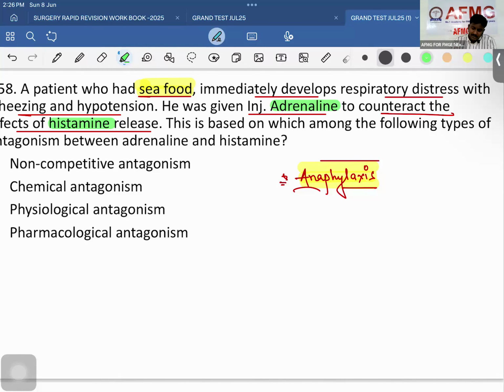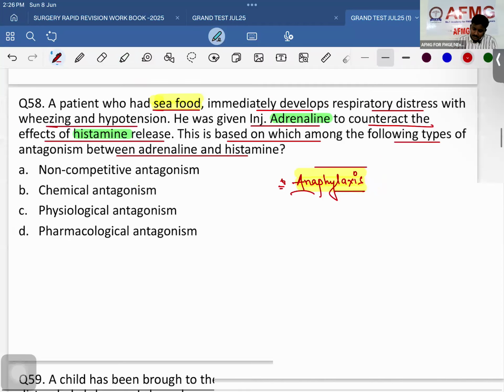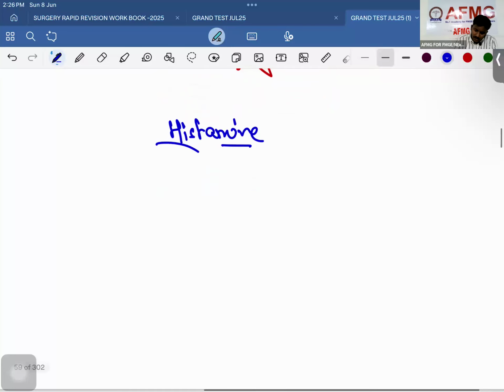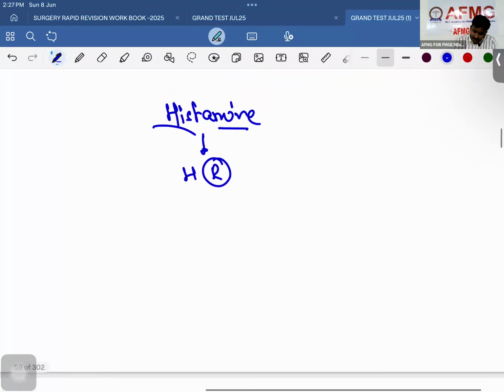So यहाँ पे adrenaline and histamine, adrenaline is given beta to reverse the effects of histamine. This is basically based on which among the following types of antagonism between adrenaline and histamine beta. Answer. तो we know beta that अगर मैं histamine की बात करता हूँ, basically we know that histamine is actually going to act on the histamine receptors beta, the H1 and the H2 receptors definitely, and due to that the patient is going to have vasodilatation.